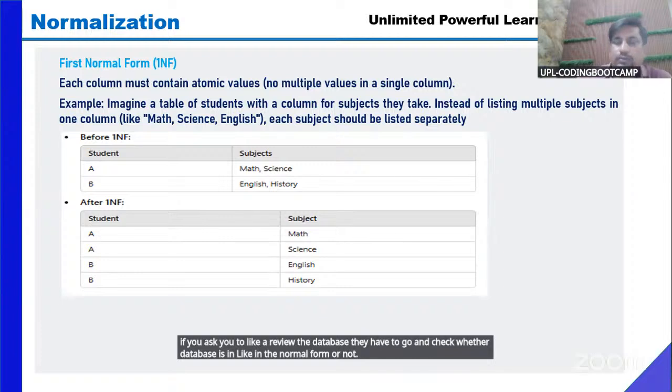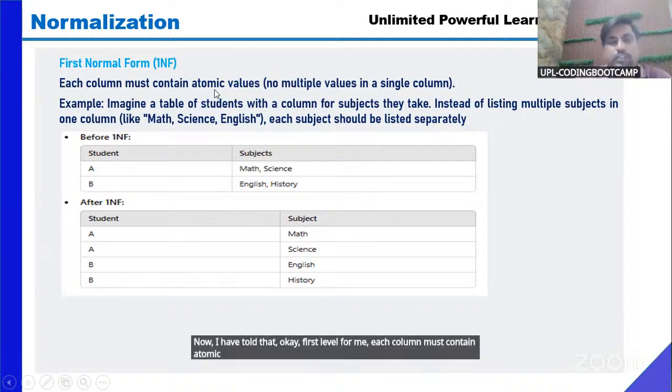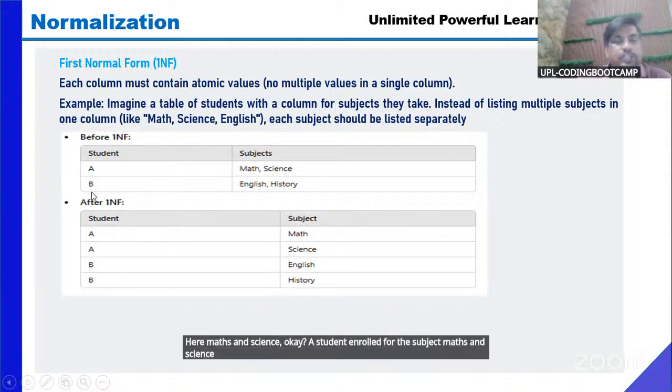Now I have told that first normal form is that each column must contain atomic values. Atomic value means it should have a single value. Let us understand this with an example. Before first normal form, here it is maths and science. A student enrolled for the subjects maths and science. B student enrolled for English and history. Assume that. Now the problem here, as per the first normal form, is that A should map to maths only, one value.